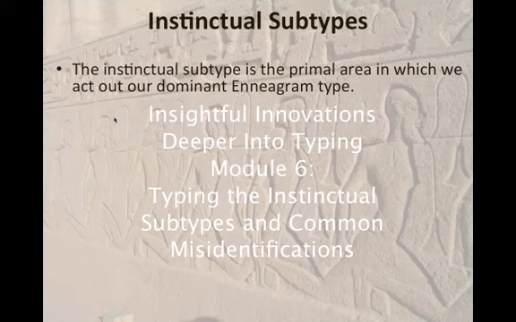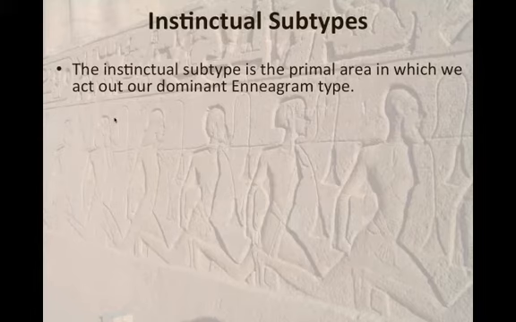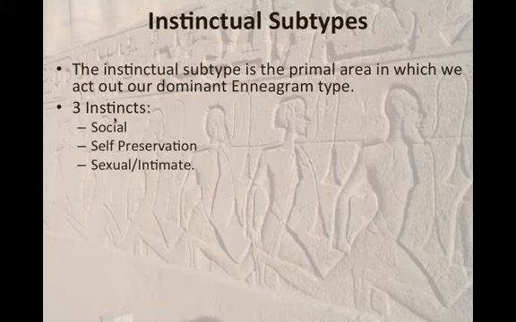So just to review, the instinctual subtype is the primal area in which we act out our dominant Enneagram type. And I'm going to keep reiterating this primal aspect because it's really important to understanding the instinctual subtype, because it's almost more unconscious and more automatic than the actual Enneagram type itself. There are three instincts: the social, self-preservation, and sexual or intimate instinct, or one-to-one, as it's sometimes called.